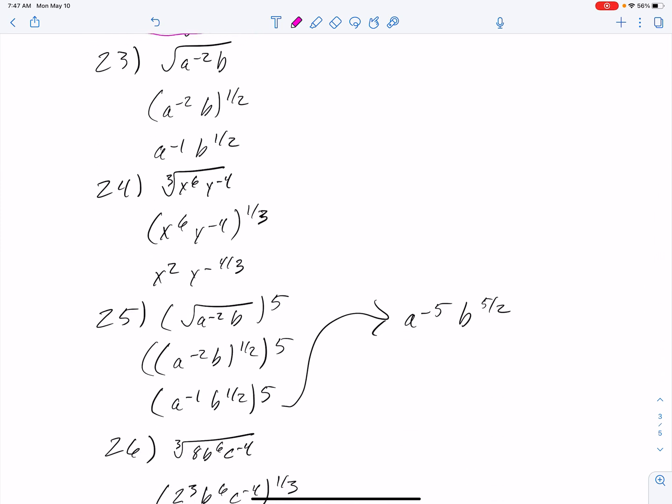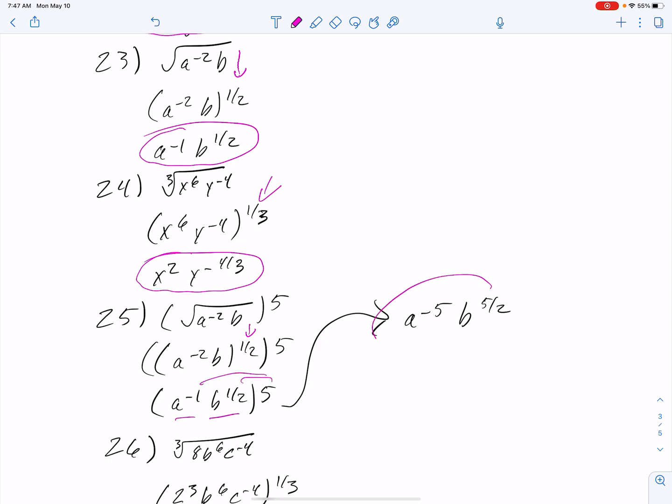23, I can distribute my 1/2 after rewriting, which gets me a to the negative first, b to the 1/2. Similar in 24, I can rewrite with the 1/3, distribute, 6 times the 1/3 gets me x squared, and then I can't do much with the y exponent, negative 4/3. 25, I can rewrite my square root to the 1/2, distribute the 1/2 to my a and my b, and then distribute my 5, getting me my final answer.